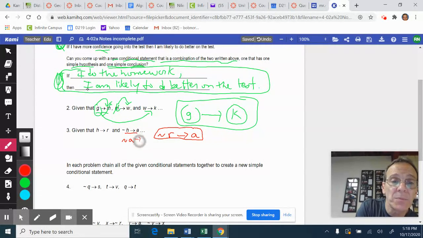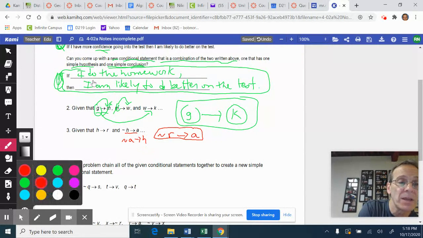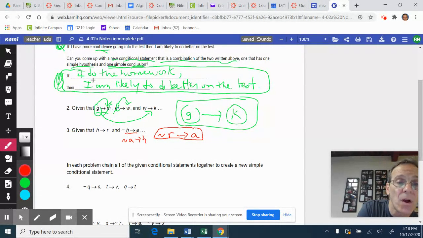And that is going to imply H, just H, right? Because the opposite of not H is H. Now, take your pen and cross out the original statement. Okay. I started with two statements.